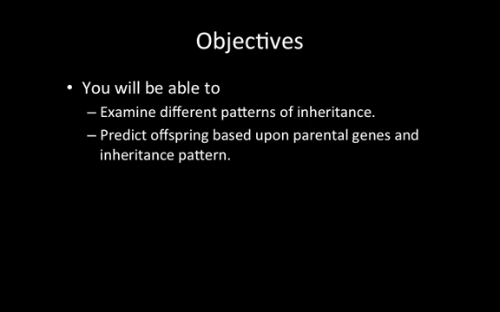So first thing, today you're going to be able to examine different patterns of inheritance, things like codominance, incomplete dominance, sex-linked traits, things like that, and then be able to predict offspring based upon parental genes and the inheritance pattern. So if you know the inheritance pattern, you should be able to determine what traits are passed on to the offspring and things like that. All right? So that's what we're going to look at today. If you have any questions, let's move forward.